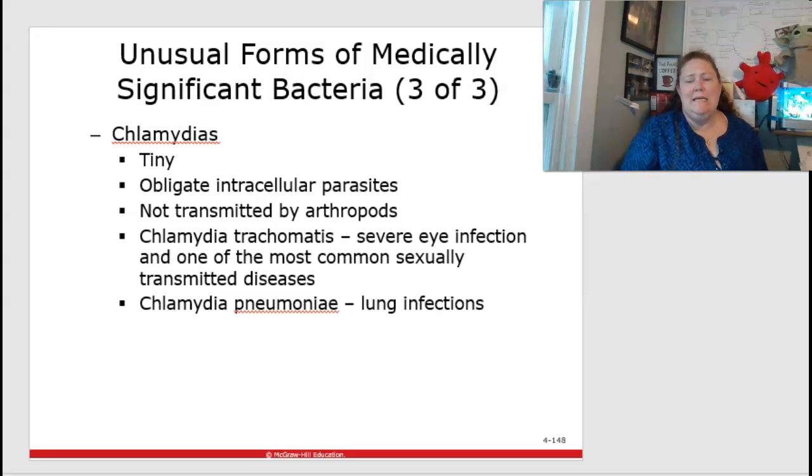Chlamydia. This one's tiny. It's an obligate intracellular parasite. It is not transmitted by arthropods. Chlamydia trachomatis is a severe eye infection and one of the most common STIs. And Chlamydia pneumoniae, this would be a lung infection.